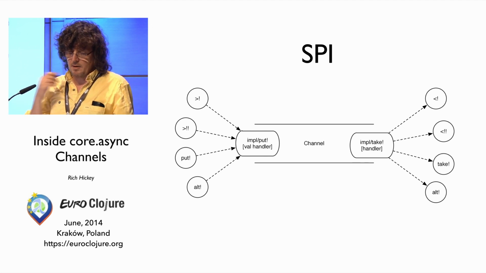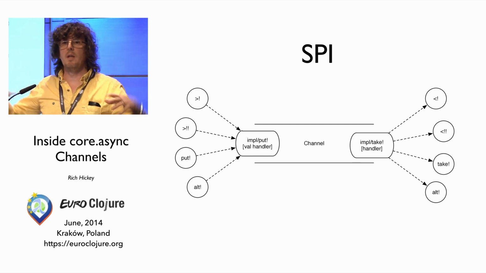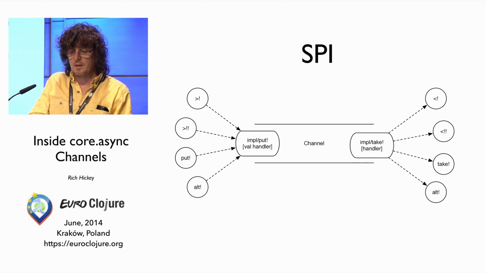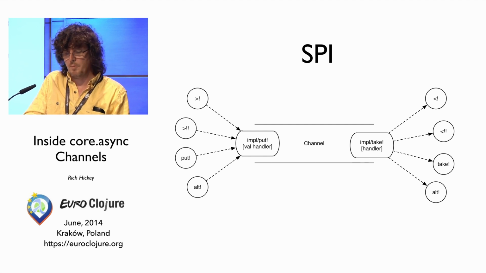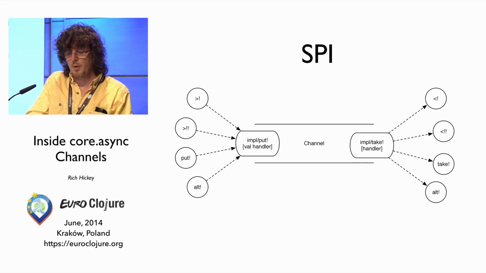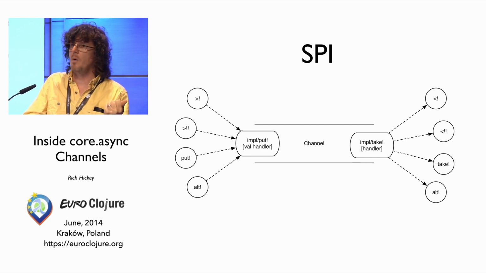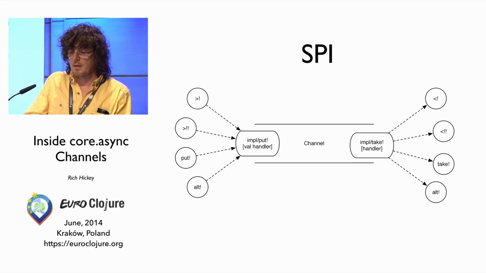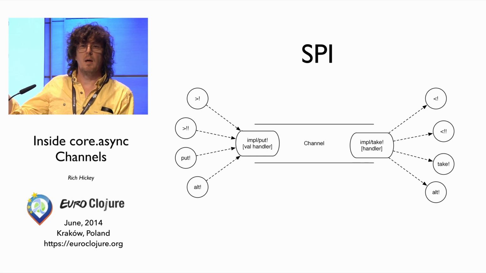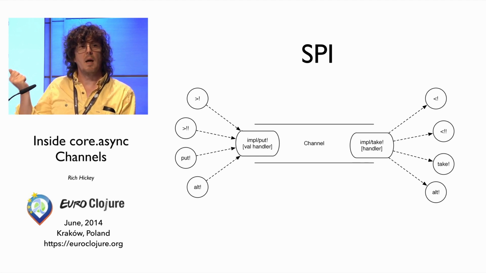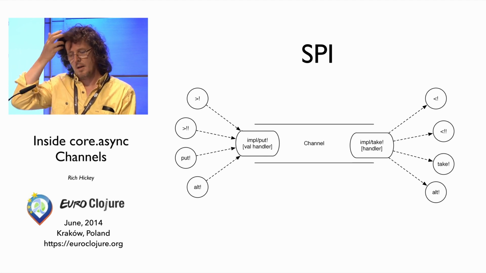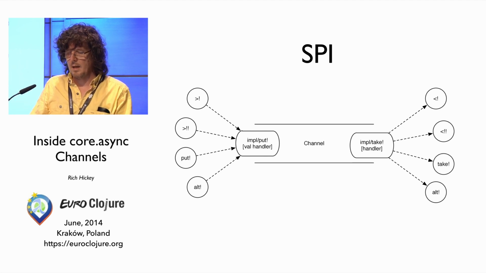So the service provider interface basically boils down all of the things you can do with either end of the channel to two things: the impl put and impl take. Impl put takes the value you want to put and a handler. And for now, you can think about that handler as just a callback. And impl take similarly returns something from the thing, and it takes as an argument, again, a callback. And I'll explain the insides of handlers in a minute.